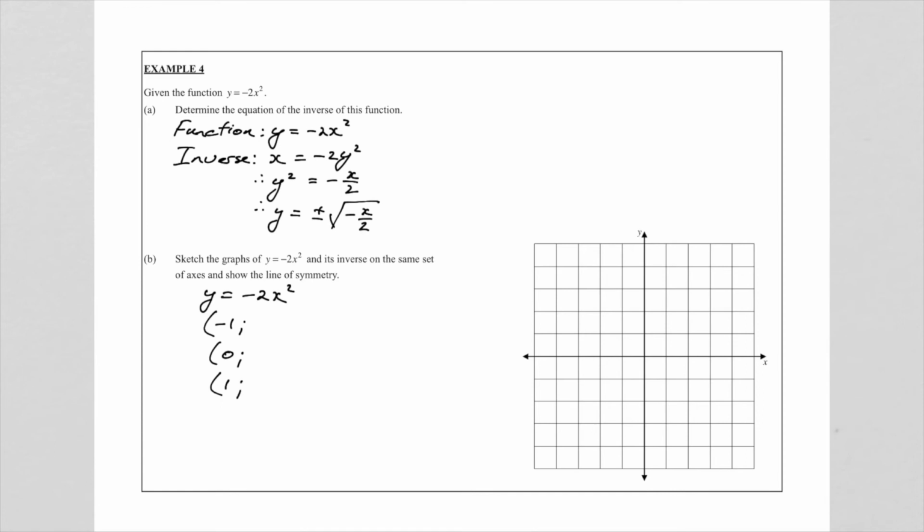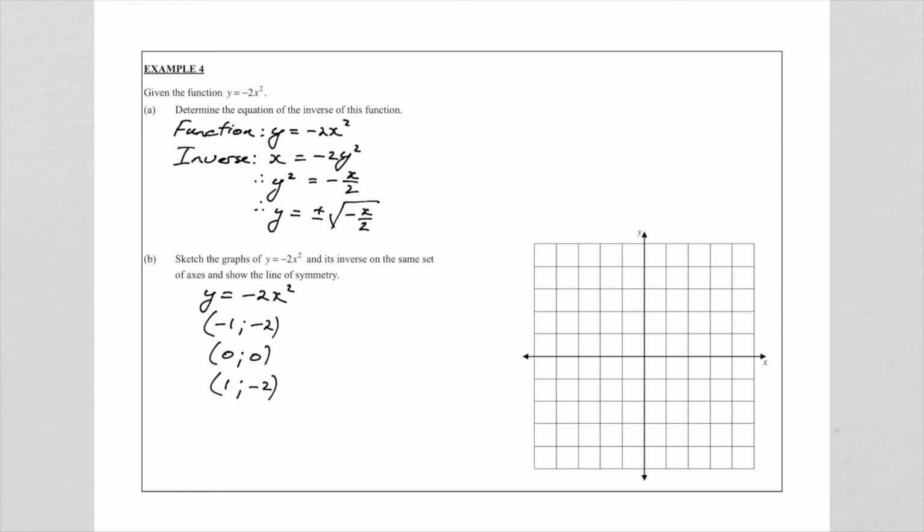Now, when x is minus 1, and then when I square minus 1, I get 1 times negative 2. My y will be negative 2. If x is 0, y will be 0. And if x is 1, I also get negative 2.